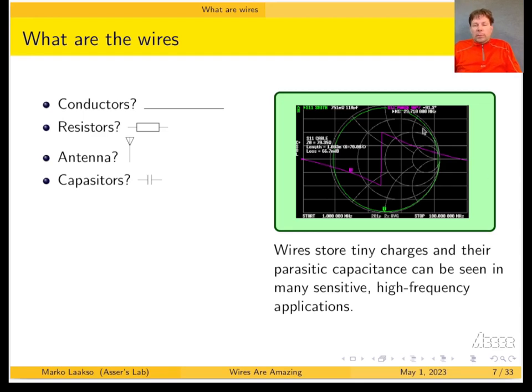We will come to these Smith diagrams later on, but for example, in here you can see that this coaxial cable of 1 meter behaves like a 110 picofarad capacitor for the 30 megahertz frequency.